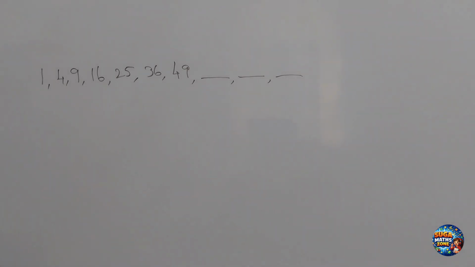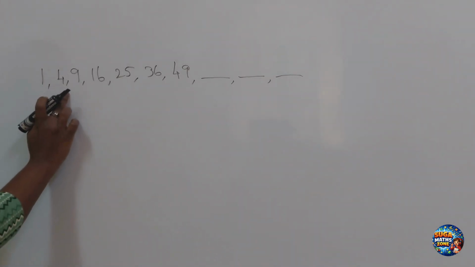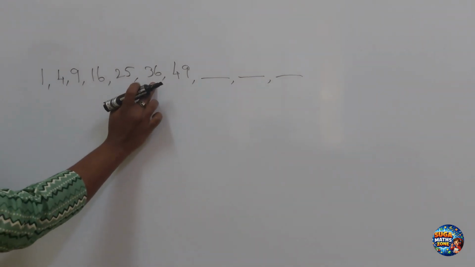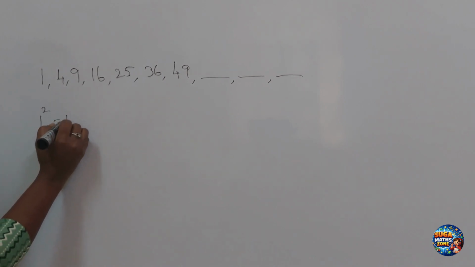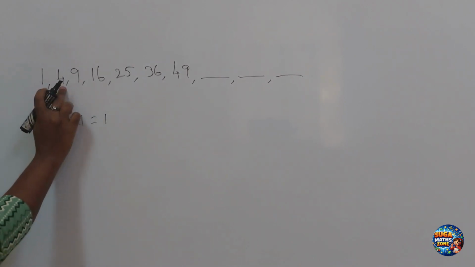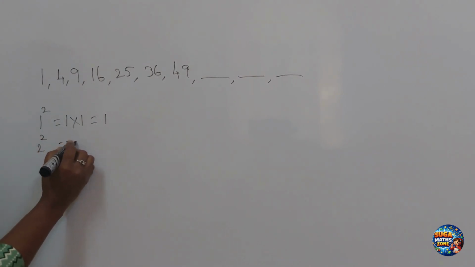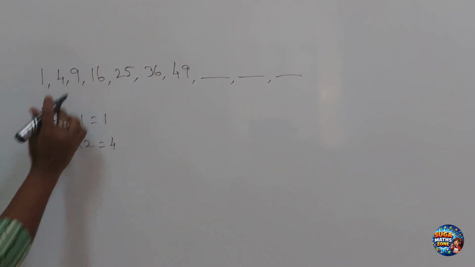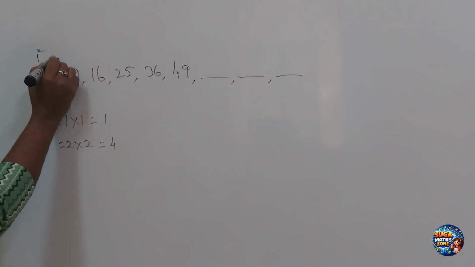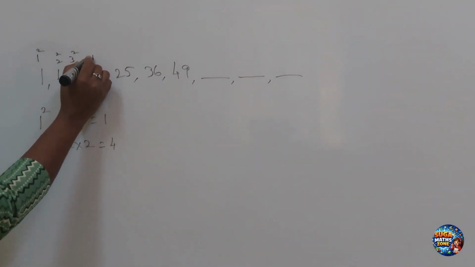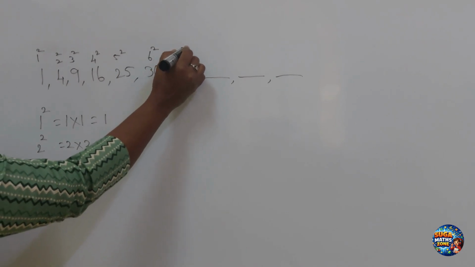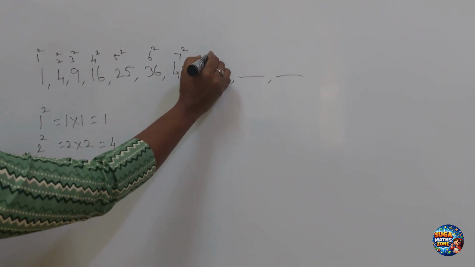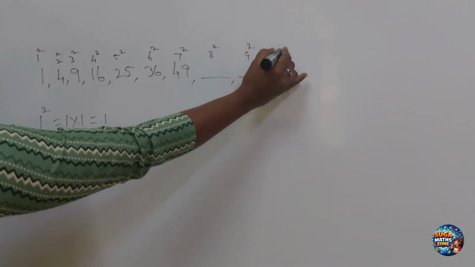The next one is squares. In your textbook they are giving us 1, 4, 9, 16, 25, 36, 49. After that you have to find 3 more numbers. Squares means the base is multiplied 2 times. So 1 square means 1 into 1 equals 1. This is 2 square, 2 into 2 equals 4. This is 3 square. So it is 1 square, 2 square, 3 square, 4 square, 5 square, 6 square, 7 square. After that, you have to find 8 square, 9 square and 10 square.